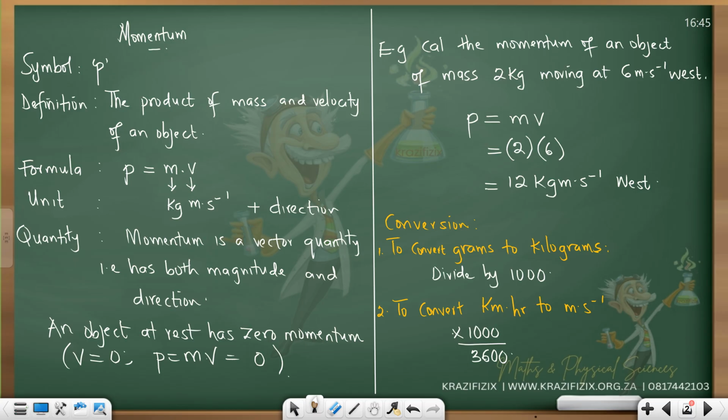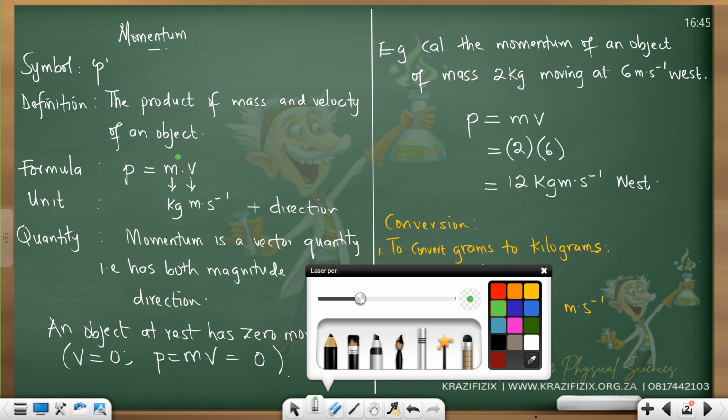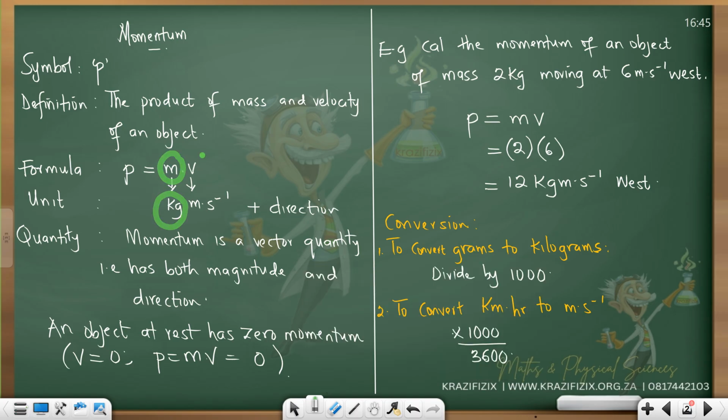So, very important, the definition: product of mass and velocity. That formula is given on the formula page. P equals M times V, where M is the mass measured in kilograms and V is your velocity measured in meters per second. Momentum is a vector quantity because it has both magnitude and direction. And if an object is at rest, velocity is 0, which means momentum would be 0. That's just a basic entry-level example, and this is just to remind you of basic things that we need to learn.